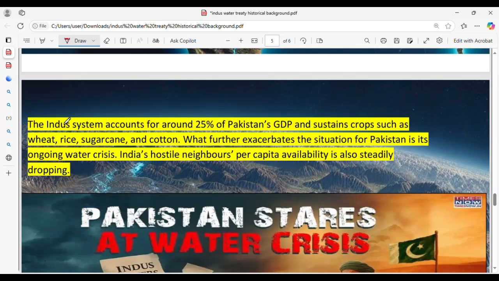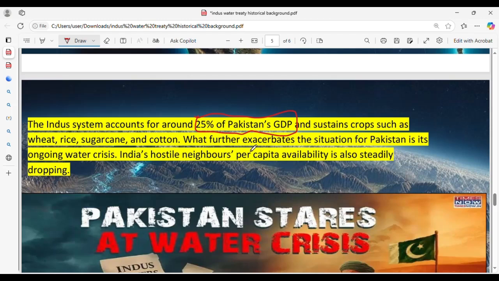The Indus water system accounts for around 25% of Pakistan's GDP. Although the overall GDP of Pakistan is very small in comparison to ours, the 25% of Pakistan's GDP that is dependent on the Indus water system is a very big number, and it sustains crops such as wheat, rice, sugarcane, cotton.